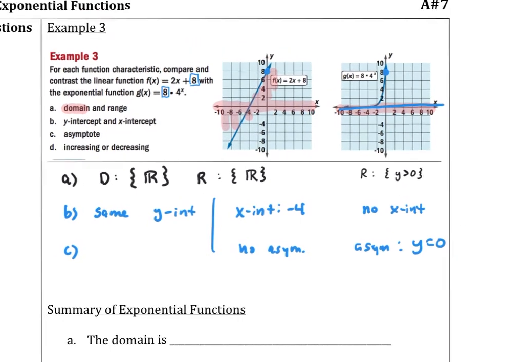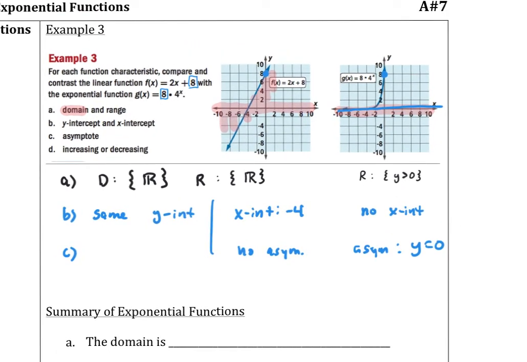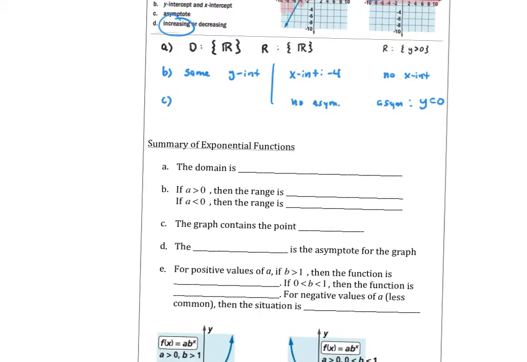All right, increasing or decreasing. Now, it turns out both of these here are increasing. What do I mean by that? Increasing means as I read from left to right, what does the blue curve do? This one, as I'm reading it, goes up, up, up, up. This one also goes up, up, up, up, up. So that's what we call increasing.